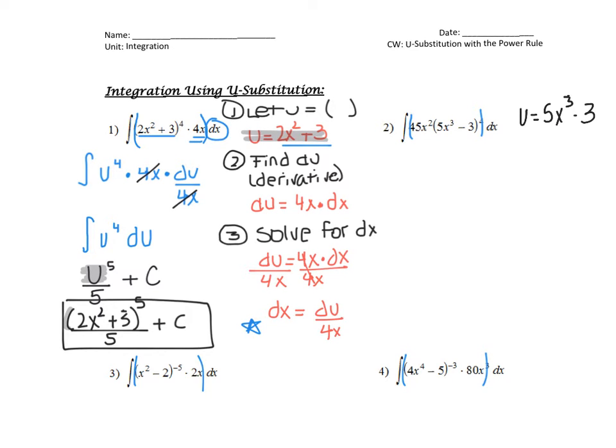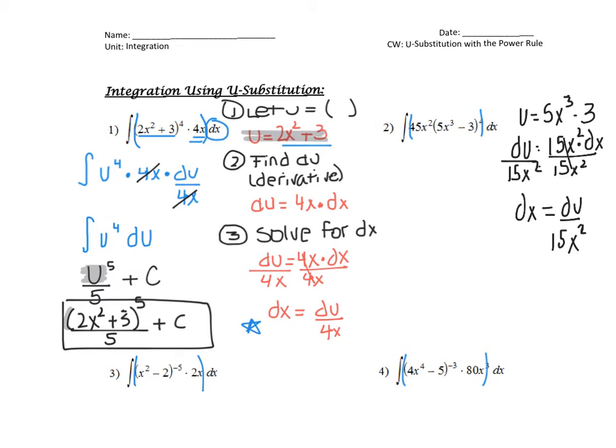Then we're going to take the derivative, step 2, du. So the derivative of 5x to the 3rd is nothing other than 15x squared dx, because we took the derivative with respect to x. Remember, those two things are being multiplied together, and we have to solve for dx. So we're going to divide by 15x squared, both sides. So again, I'm going to switch the sides. So I'm going to say dx is equal to du over 15x squared.